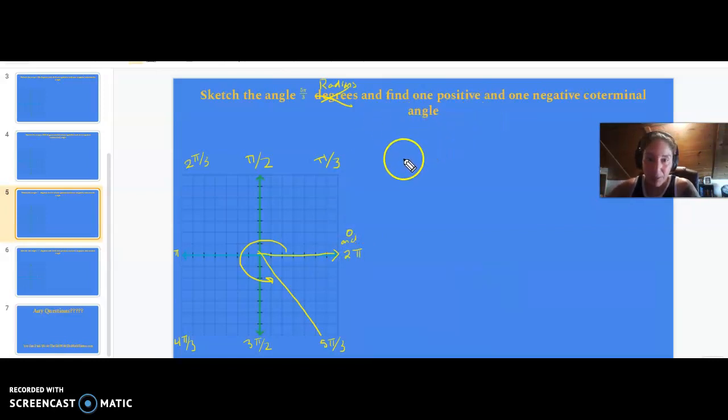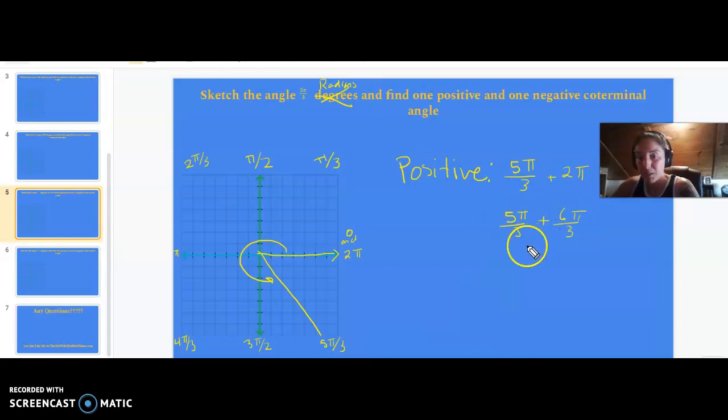So positive coterminal angle. We started at 5 pi over 3. If I wanted to go another revolution around, I would just add 2 pi. So 5 pi over 3 plus 2 pi. 5 pi over 3 plus 6 pi over 3, equivalent fractions. 11 pi over 3. There's a positive coterminal angle. Negative coterminal angle?